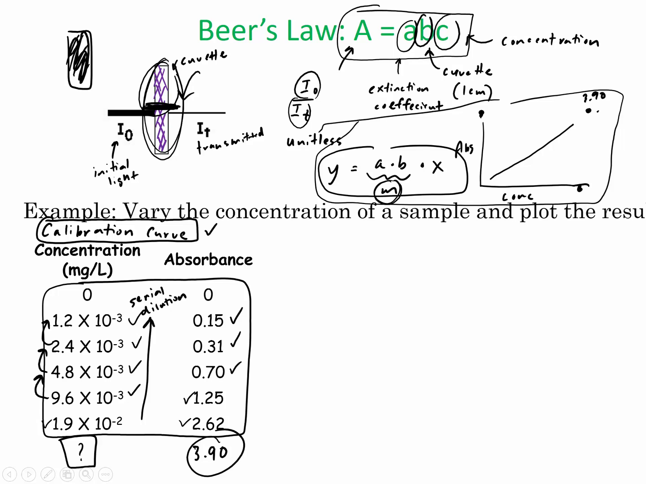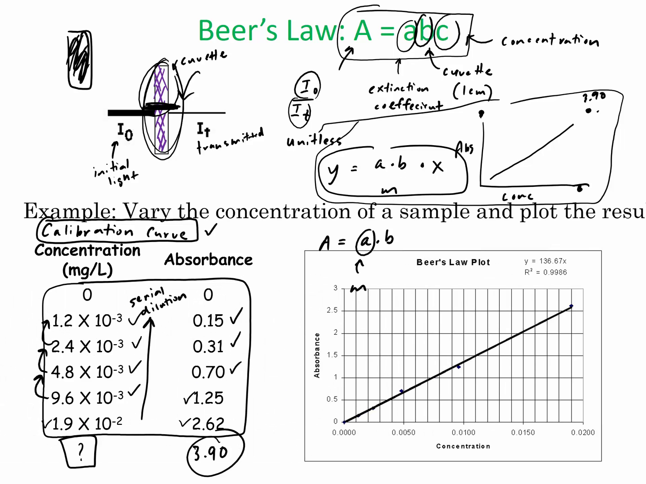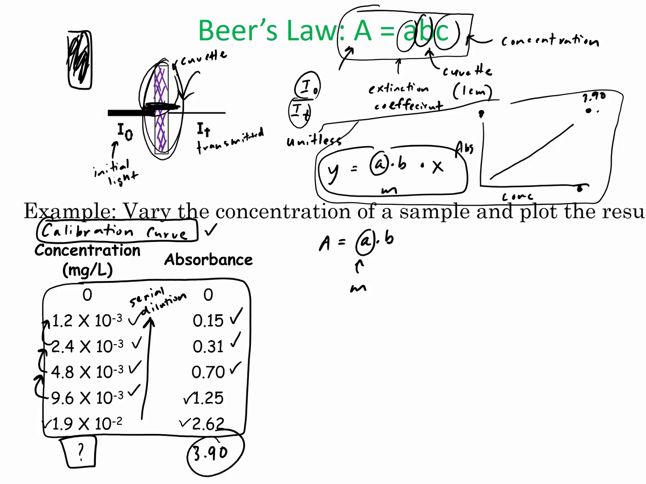Okay, so using the graphing utility, I got A equals A times B. So A is my slope. This is M. B, I made a small mistake there, because it's almost always 1. So A is actually the slope, and B is the cuvette length. So my M in that case was 140, times 1 centimeter, times C, and that equals the absorbance.